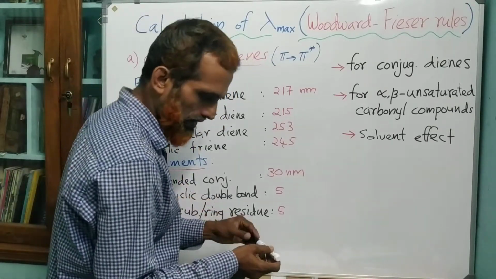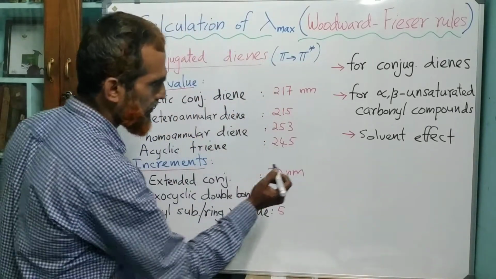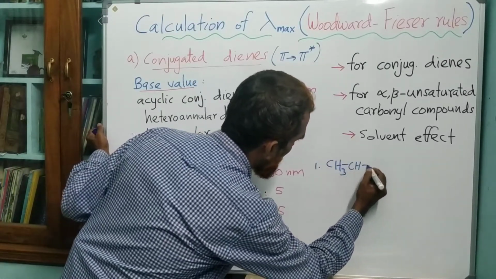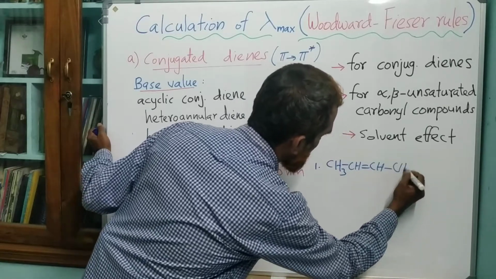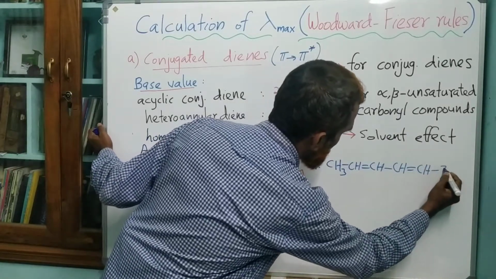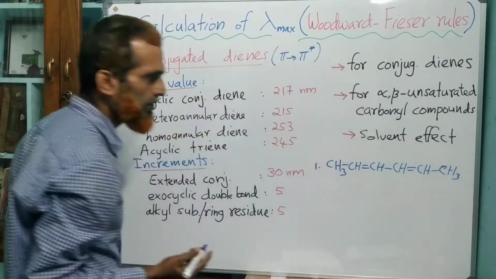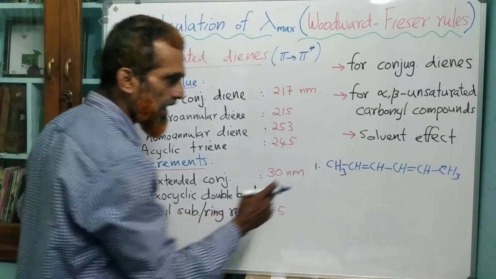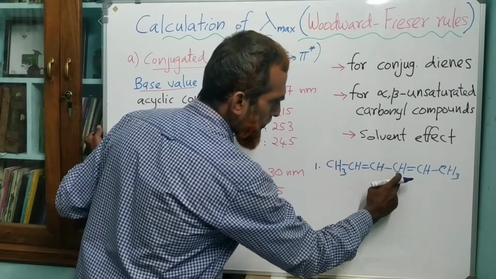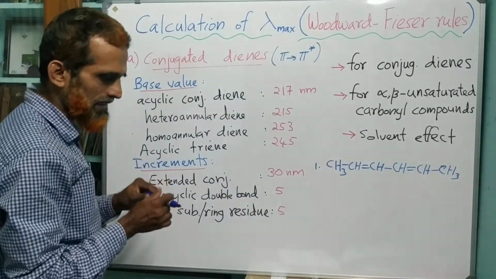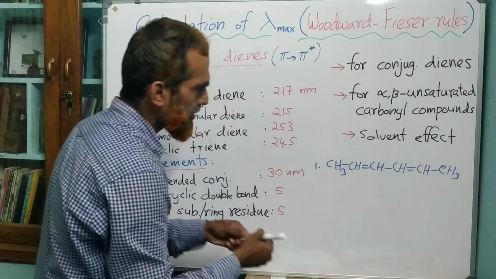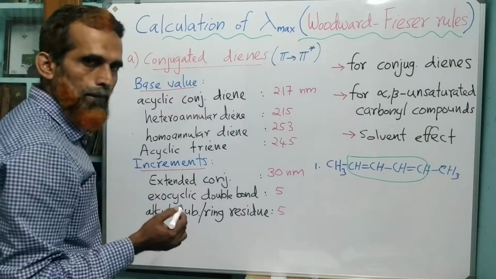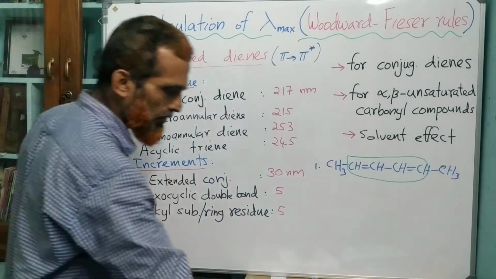Let us take first of all a very simple compound, the first one. Look at this, CH3, CH double bond, CH single bond, CH double bond, CH3. What is the name of this compound? It is 1, 2, 3, 4, 5, 6. So hexa 2, 4 diene. It's a conjugated system. It's very clear. So the diene part is this. This is the parent compound, where we take the base value.